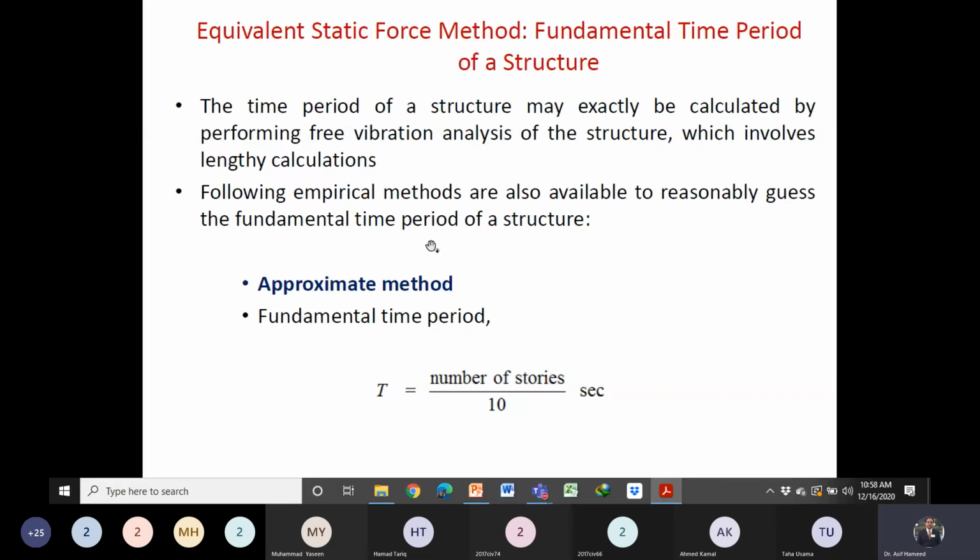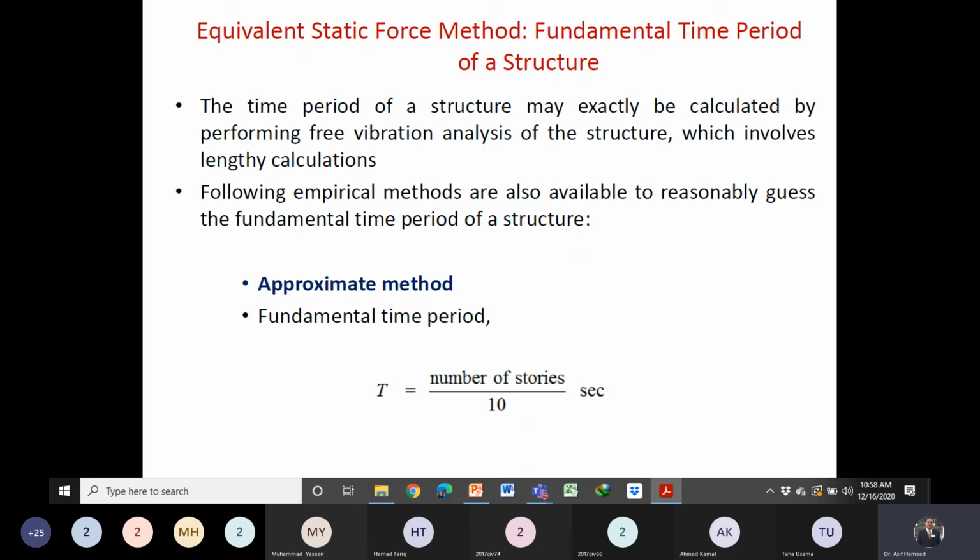Yes, sir. Okay, this is the simplest method. Simply divide the number of stories by 10 and you have the approximate value of the time period. Easy है ना? कुछ नहीं चाहिए, कोई stiffness की value नहीं चाहिए. You don't need the mass. You don't have to perform the modal analysis. Simply by using thumb rule, you can have the rough idea about the time period. And sometimes it's very useful.